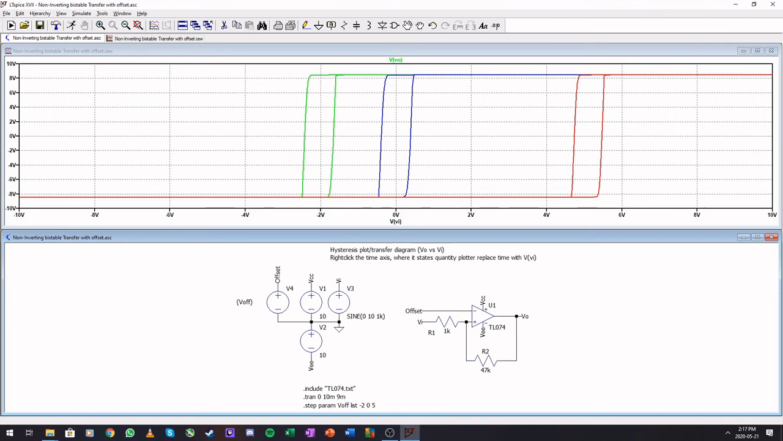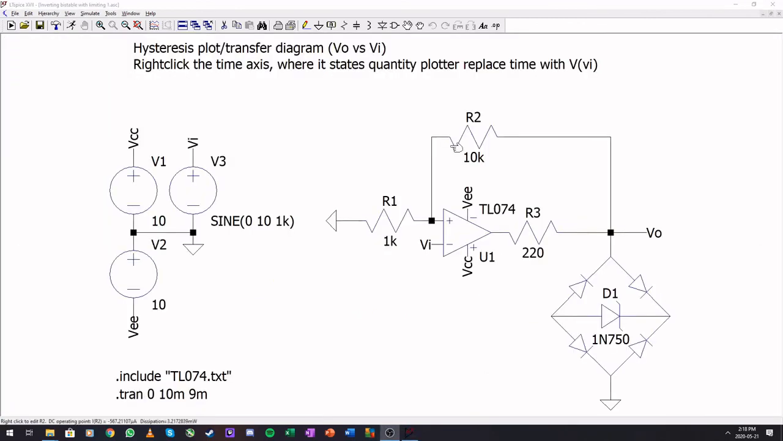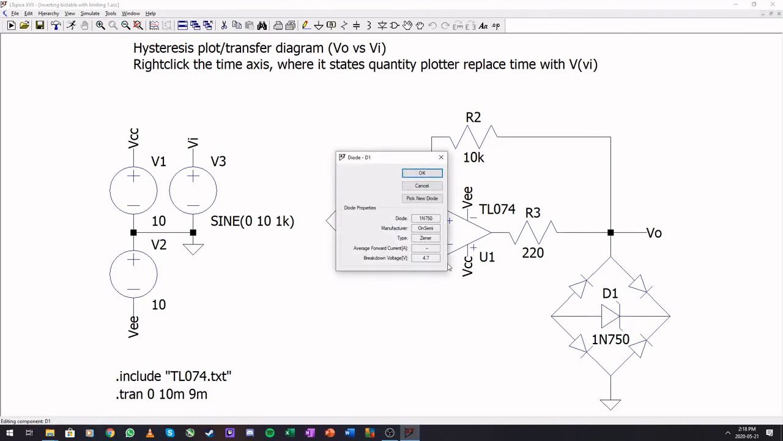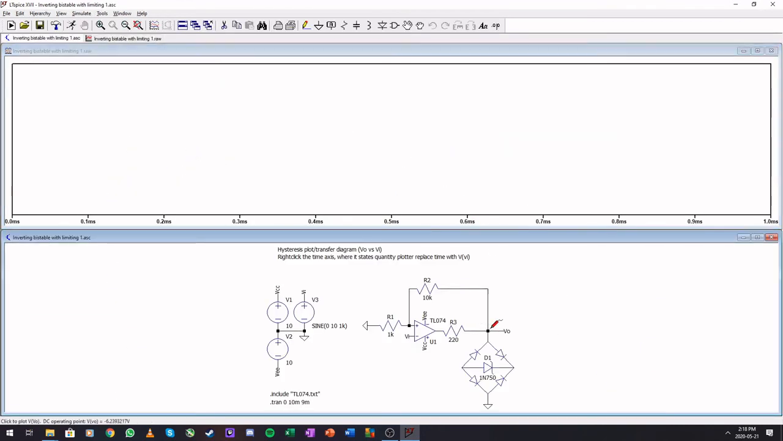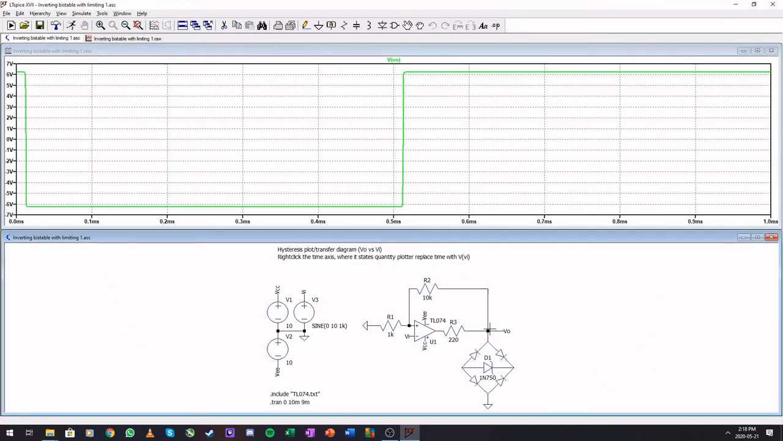So let's go and have a look at our limiting circuits. So the first limiting circuit here is the inverting bistable, and I added a 4.7 volt Zener here, so this should be at, what's that, 6.1 volts as a limit. Let's run this, and our limit is set to 6.1 volts.